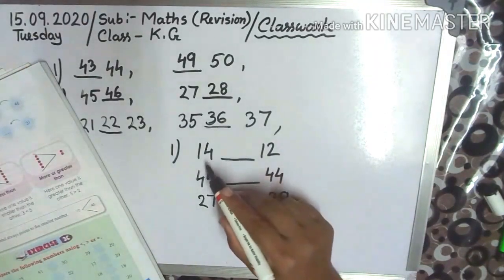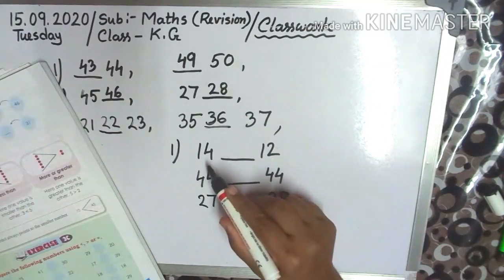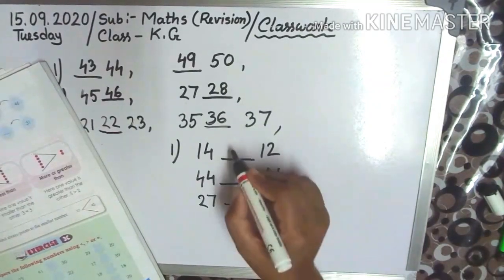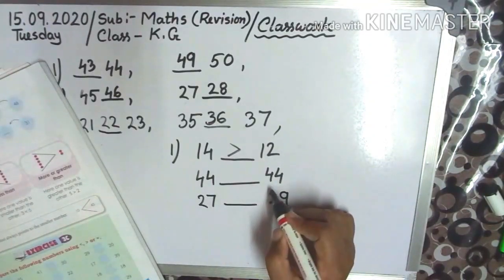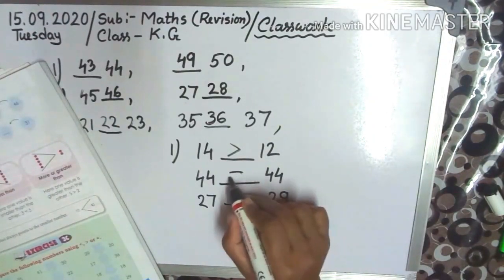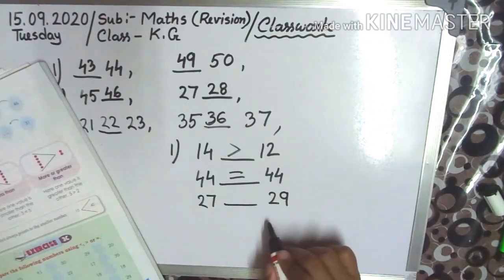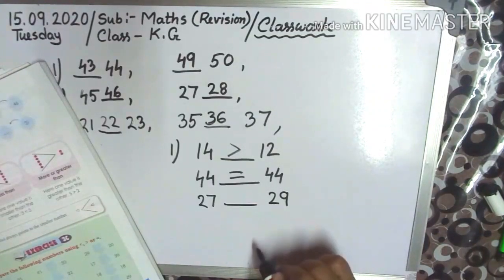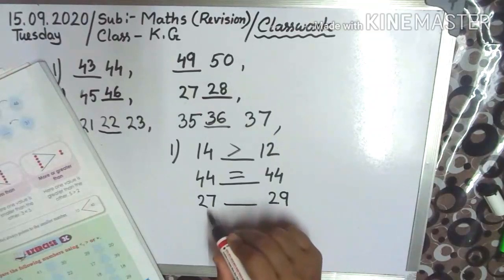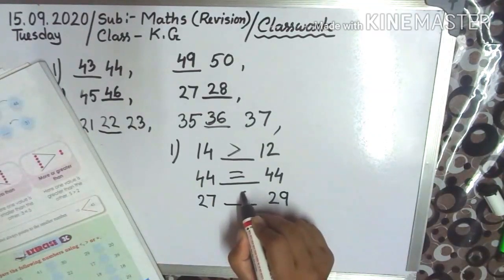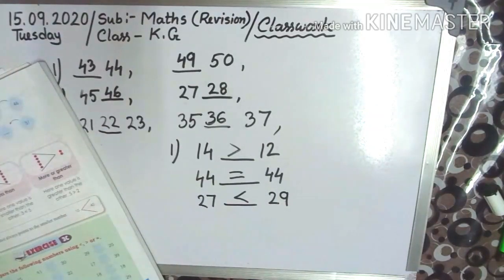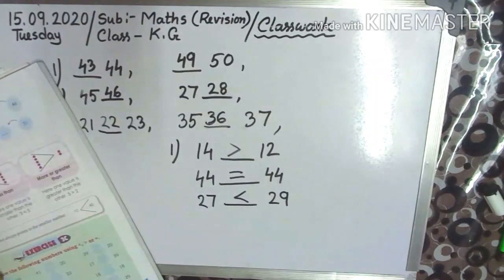First you see 14 is greater than 12. So your sign is greater than. 44 equal 44. So sign equal. 27 less than 29. So 27 is small number. Okay. So your sign is smaller than. So children, practice.